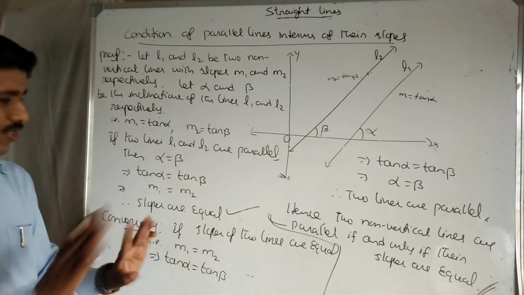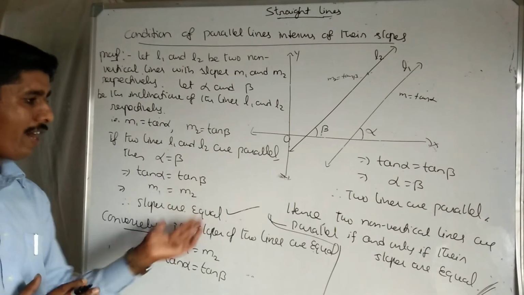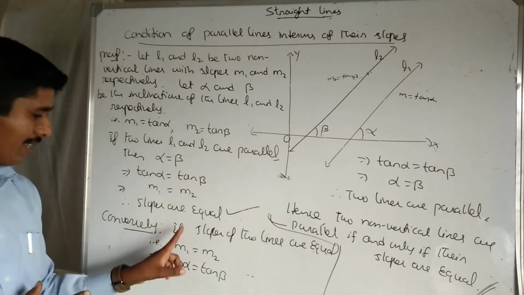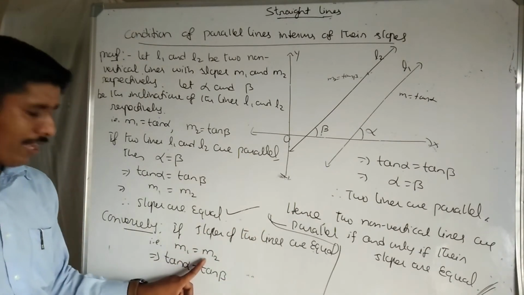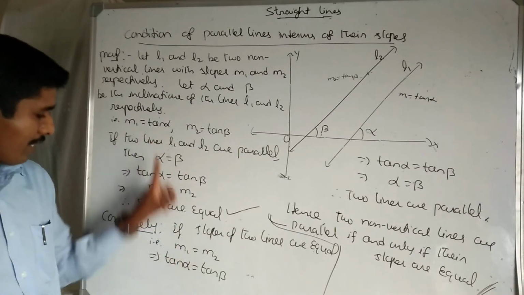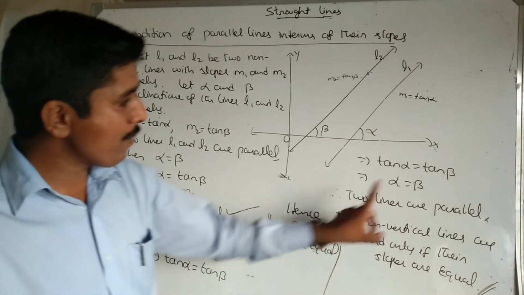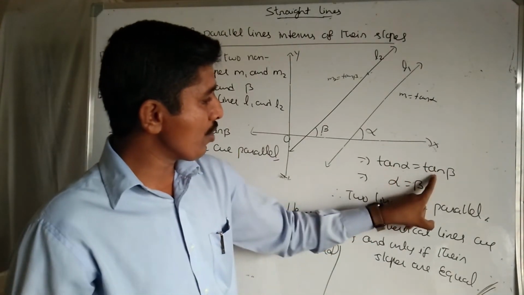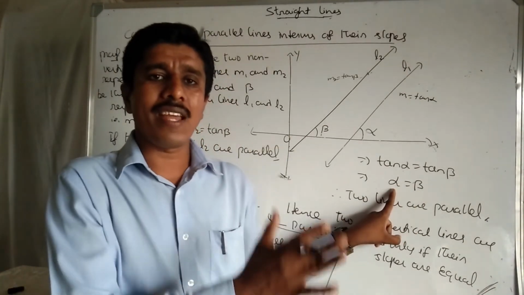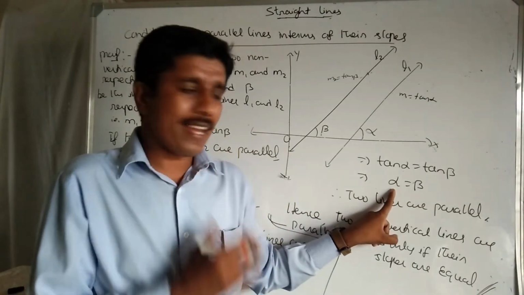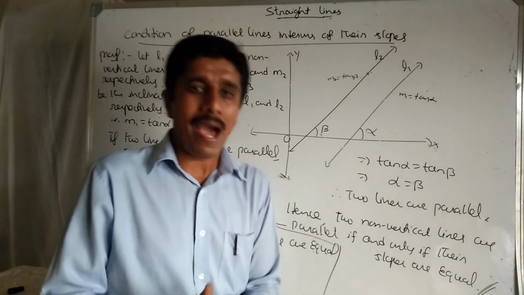Conversely, in reverse order: if the slopes are equal, then what about the lines? Here the slopes of the two lines are the same, that means M1 equals M2. Substitute the M1 value tan alpha and the M2 value tan beta: tan alpha equals tan beta. Cancelling tan on both sides, we get alpha equals beta. Alpha equals beta means the inclinations are equal, the angles are equal. Angles being equal means clearly the two lines are parallel.